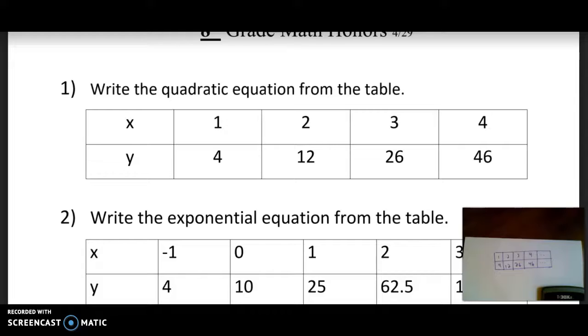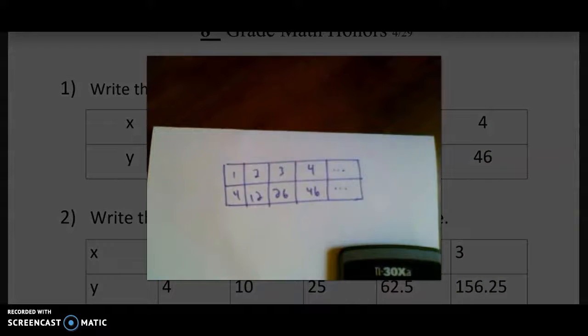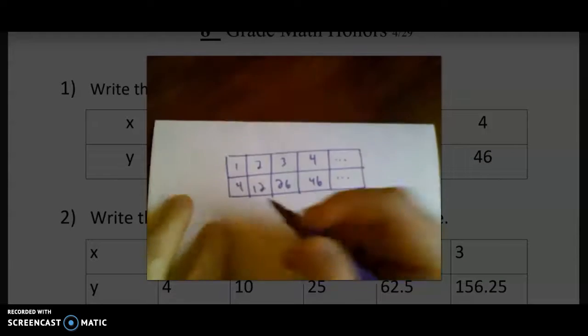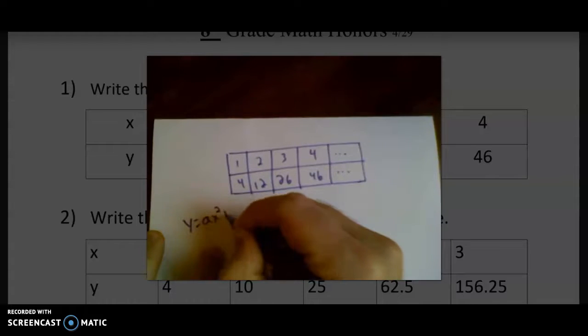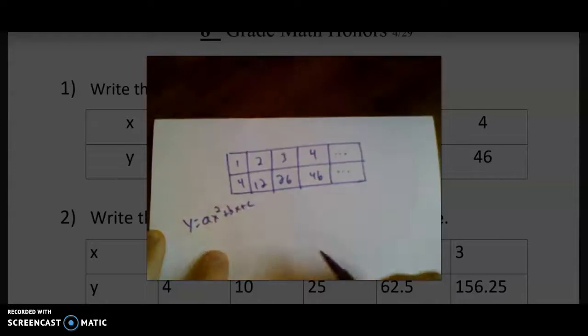Here are the answers for warm-ups on April 29th. So the first table asks you for the quadratic equation. So I've copied it down here, and I want to write the equation in the standard form. So when we're done, it's going to look like y equals ax squared plus bx plus c.